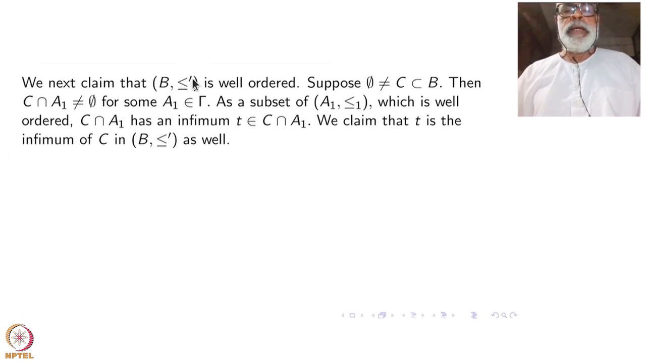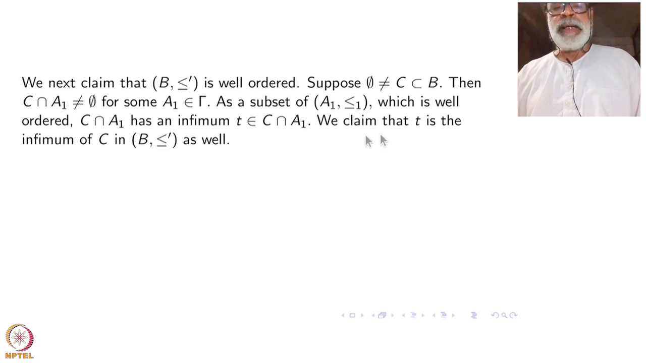So we claim that B with less than or equal to prime is well ordered. What does that mean? Take any non-empty subset C of B, and show that it has an infimum. The moment this is non-empty, its intersection with one of the members of gamma must be non-empty, because B is a union of all members of gamma. As a subset of A1 with less than or equal to, which is well ordered, C intersection A1 must have an infimum. Let us call it T. This T is an infimum of C intersection A1 inside A1.